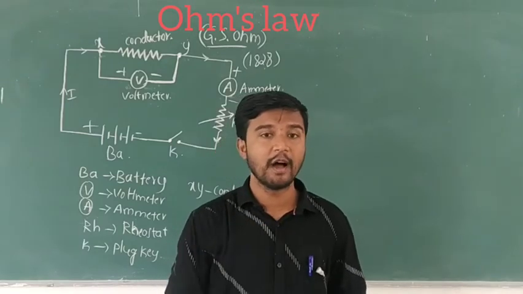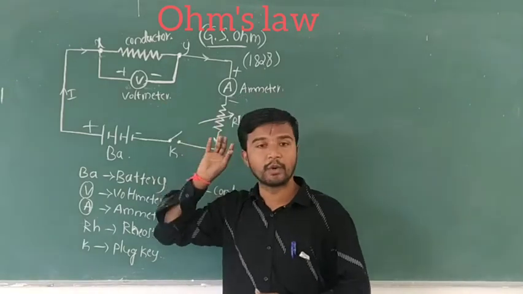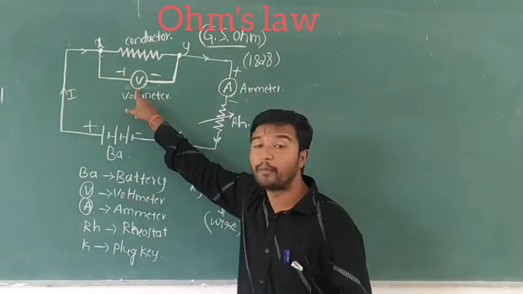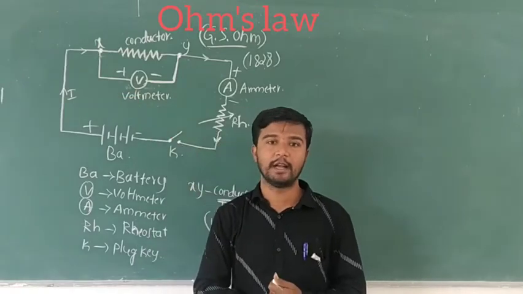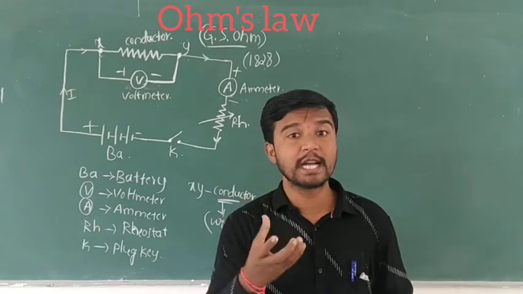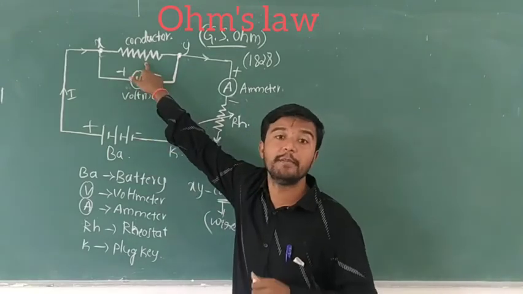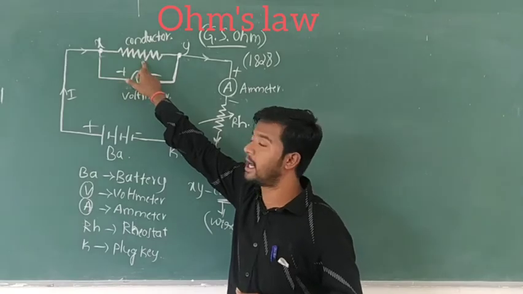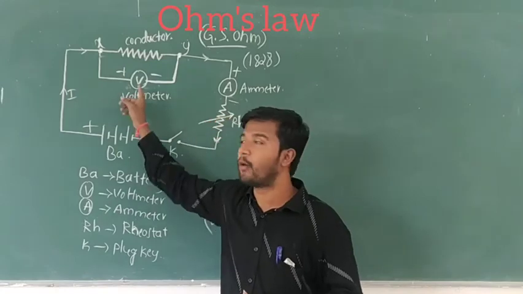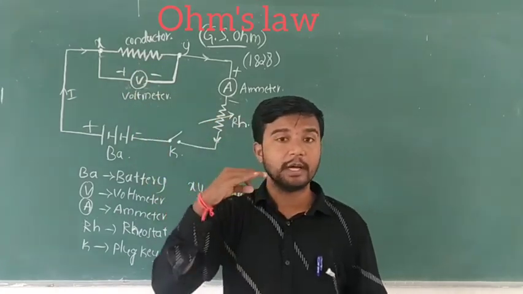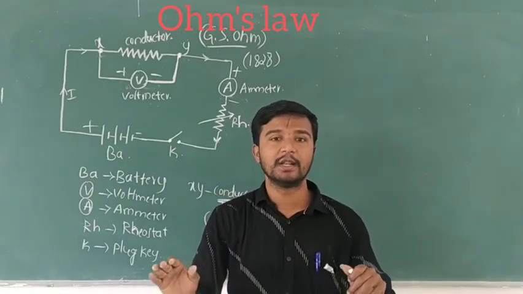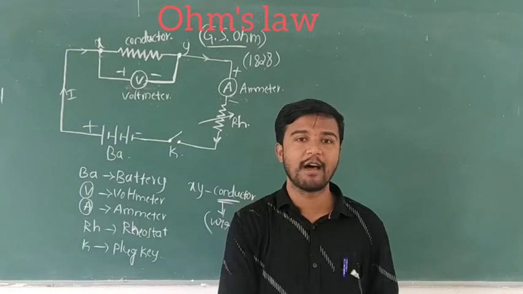Clearly students, Ohm's law. According to Ohm's law, the current flowing through a conductor is directly proportional to the potential difference across the ends of the conductor, provided some physical conditions of the conductor remain the same, means pressure, strain, temperature. So when we connect a battery and current flows, the temperature in the conductor is constant, the pressure is constant, and the strain is also constant. This is known as Ohm's law.